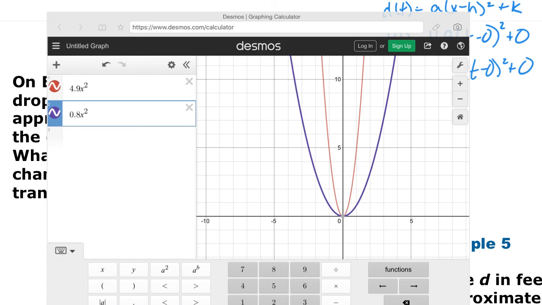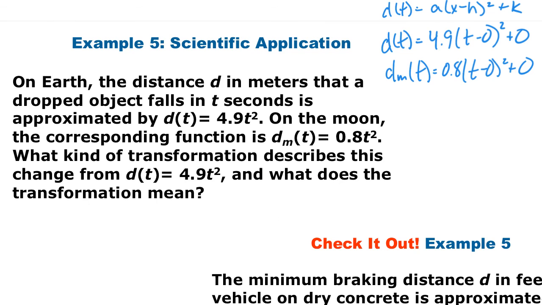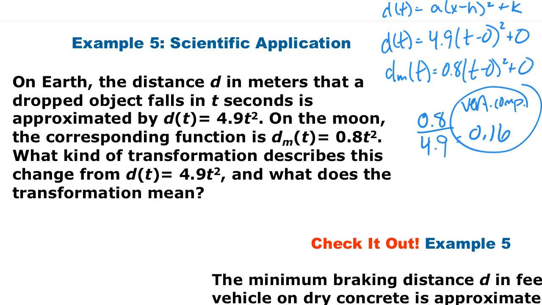So if I'm thinking in real life, what this means is that things on the moon are falling a lot more slowly. And when I'm trying to explain what happened with the graph, we had a vertical compression because we can see these y values are getting closer to our x-axis. Now, how much closer did those get to the x-axis? What is the factor of this vertical compression? To do that, we would take our new a value and divide it by the old a value, and what would happen would be I would get 0.16, and so we had a vertical compression by a factor of 0.16.